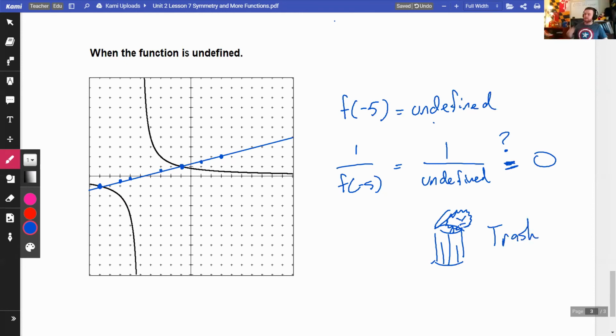This is trash. Something is undefined. The reciprocal of it is also undefined. So, what do you think we should do to address this? We should just avoid it entirely, because that's what we can do with some problems. We can just avoid them. And why don't we put an open circle right there? Yeah, it's a line. We've established that, but there's a hole whenever we have undefined graphs.